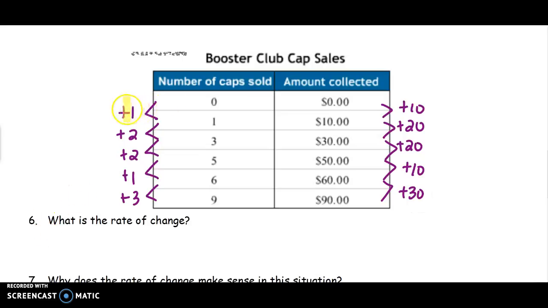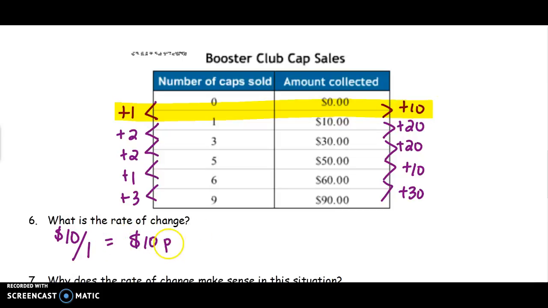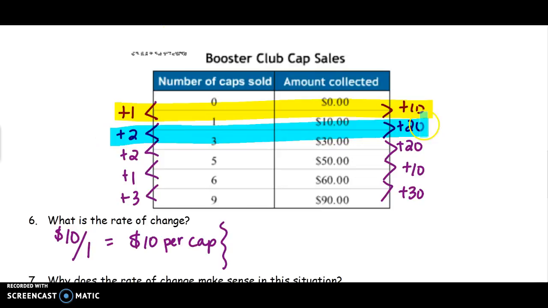So the first one we're going to look at is when we have 1 cap sold. It's $10 for your rate of change here over 1, which simplifies to $10 per cap. Okay, the next one we're going to look at is when we have a 2. So our change in y is going to be 20 over our change in x, which is 2, which then again simplifies to 10 over 1, which is $10 per cap.